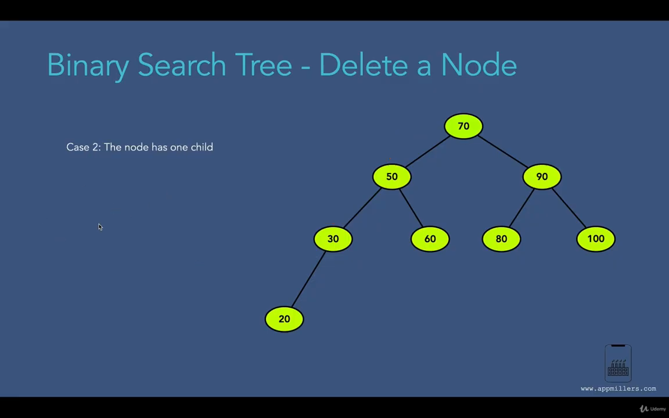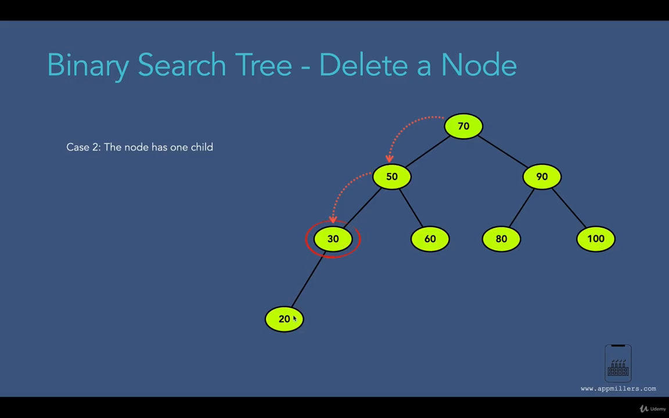Now the second case is we want to delete a node which has one child. For example, if we want to delete 30, one more time we need to find 30 in our binary search tree. So we compare 30 with the root node. We see that 30 is less than 70, so we continue to the left child. In the left child we have 50. We continue to the left child one more time because 30 is less than 50. Now here we have found that 30 is located here.